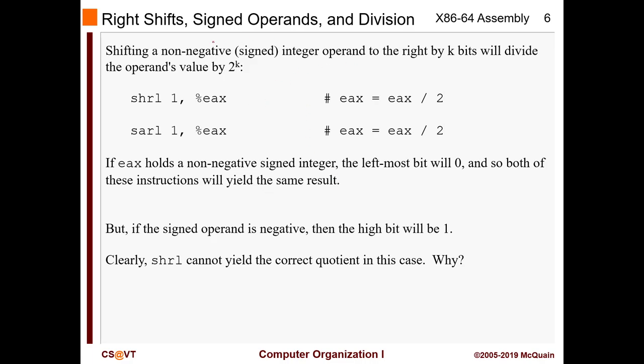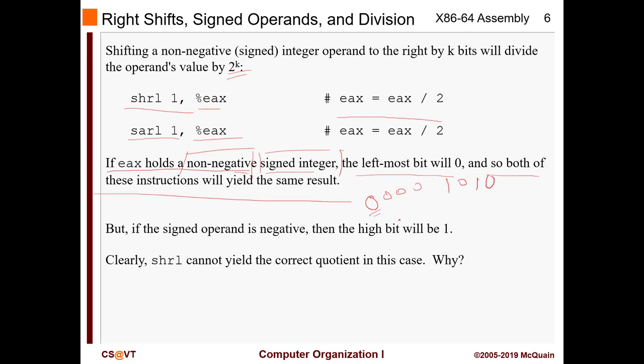Another thing to notice is that shifting a non-negative signed integer operand to the right by k bits will divide the operand's value by 2 to the power k. We already saw that, right? So SARL is going to work sometimes. If EAX holds a non-negative signed integer, the leftmost bit will be 0, and so both of these instructions will yield the same number. In the case of non-negative signed numbers, it's definitely going to work, because it's going to have a 0 at the beginning of the number, so even if we replicate it, it's going to be the same. But if it is a negative number, the high bit will be 1. In that case, SHRL is not going to give you the right answer. Why do you think that's the case?